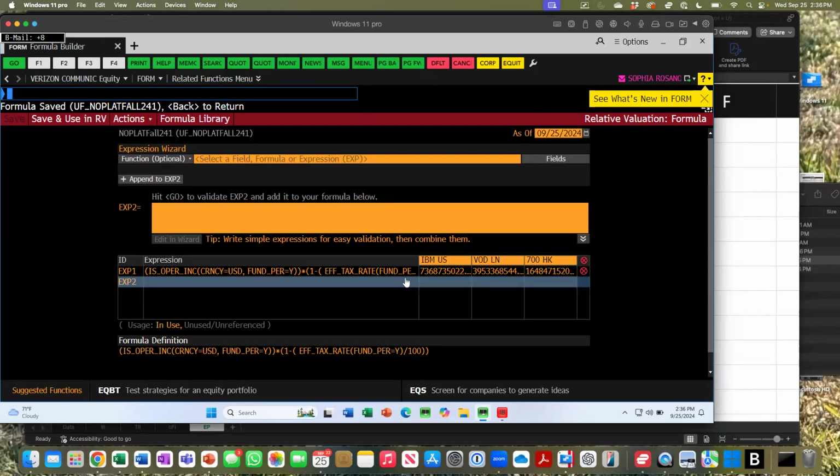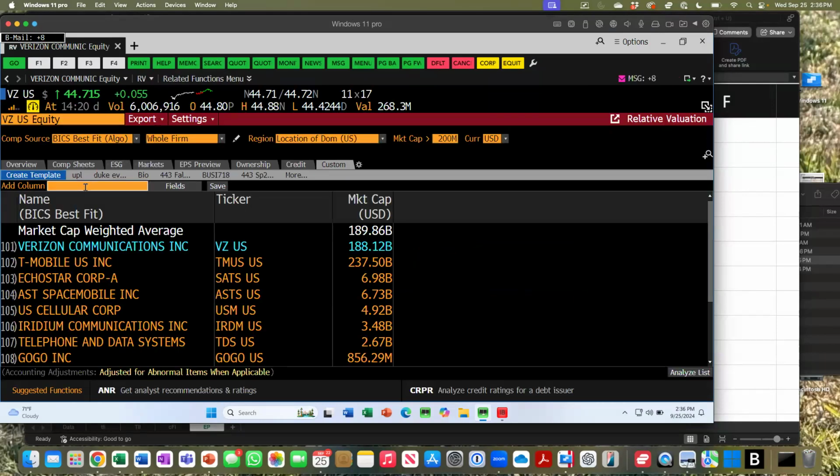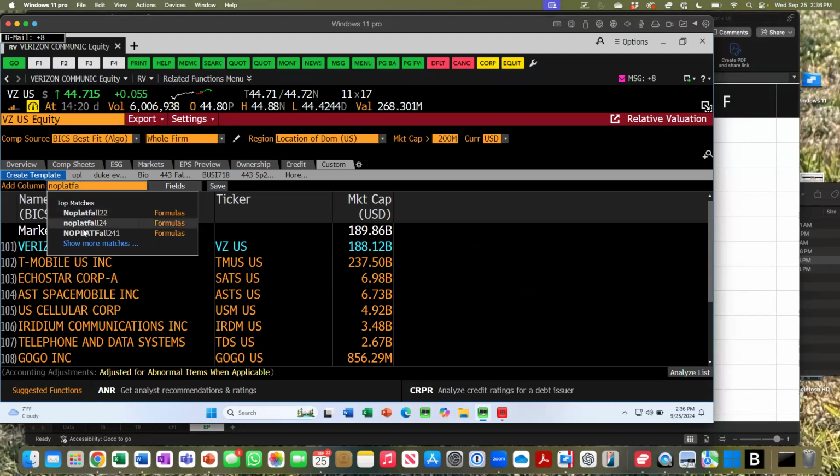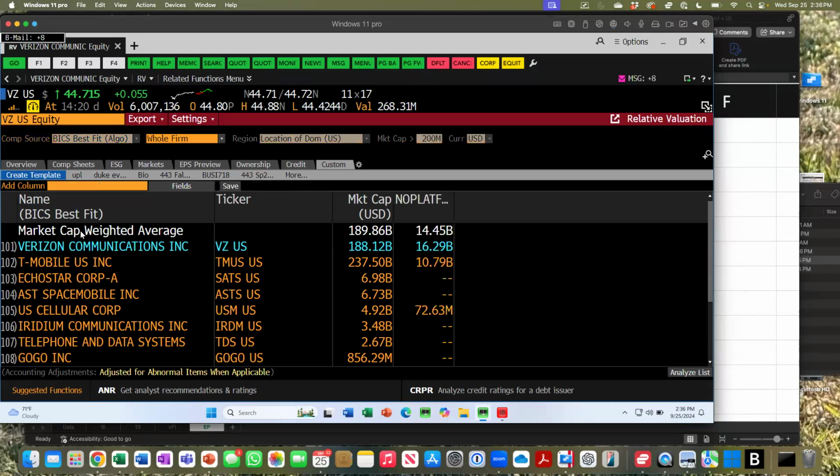Okay. But here's the point. If I go back and then type in my NOPLAT from the fall of 24-1, which I just did, I hit enter, then there is the NOPLAT for every one of those companies that's estimated by Bloomberg with the custom formula. Okay. So that's the idea of a custom formula.